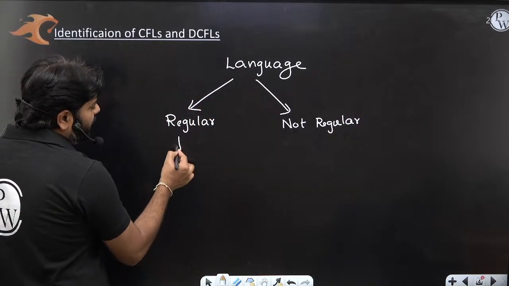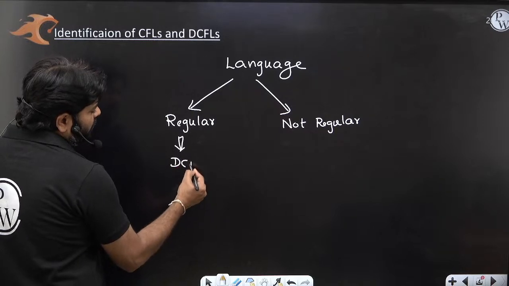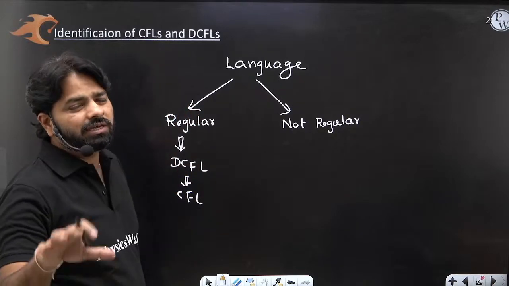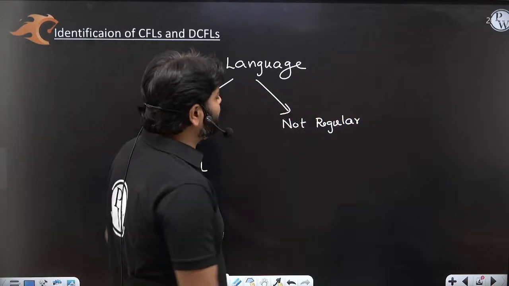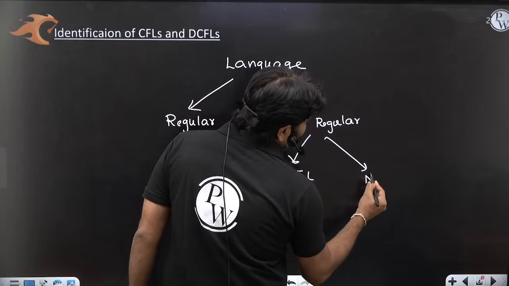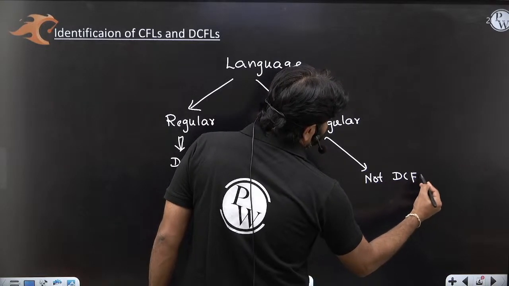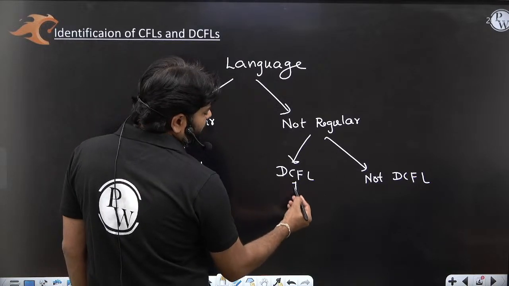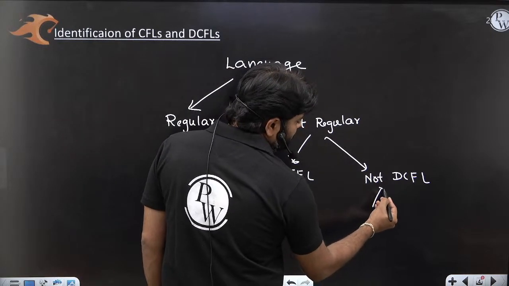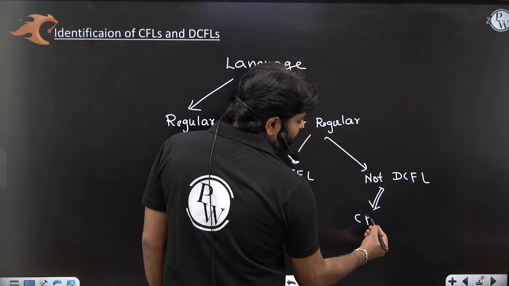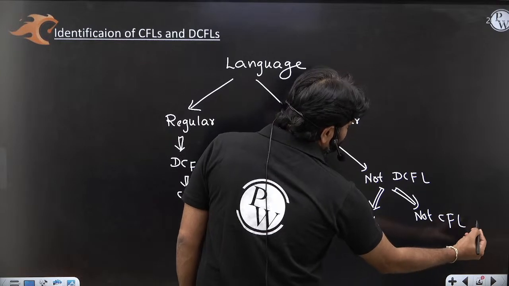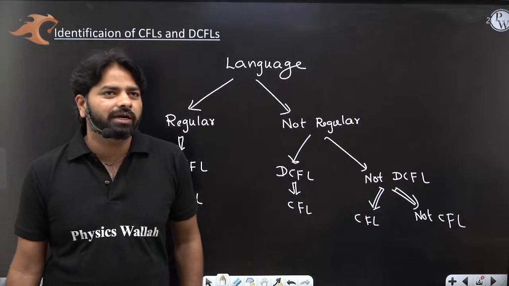Every regular language we already know is DCFL, so we can call it CFL, so no need to worry. If the language is regular, by default it is DCFL as well as CFL. But when the language is not regular, it could possibly be DCFL, or it could be not DCFL at all. In case it is DCFL, it has to be CFL. And in case it is not DCFL, it may be CFL or it may be not CFL. So these are the classifications that we are going to look at in this session.